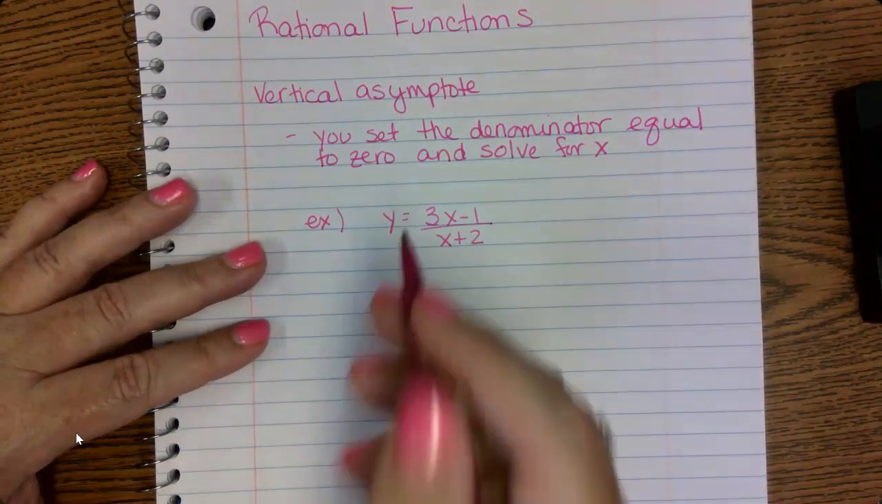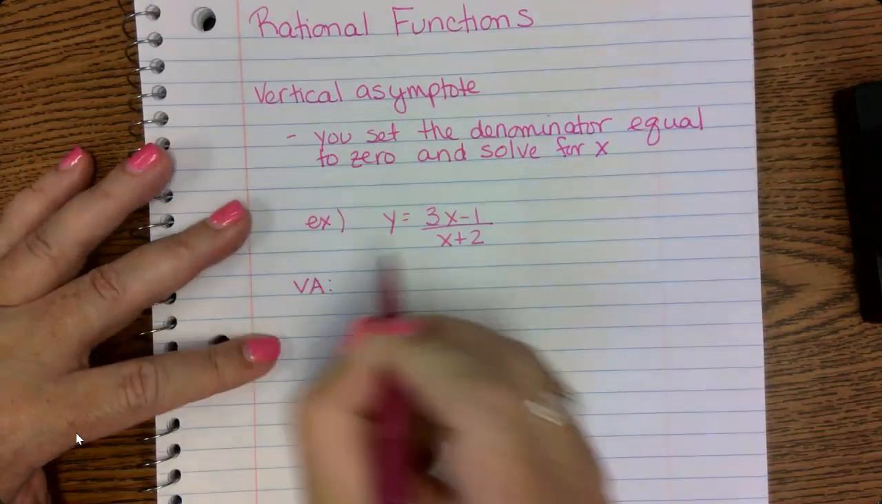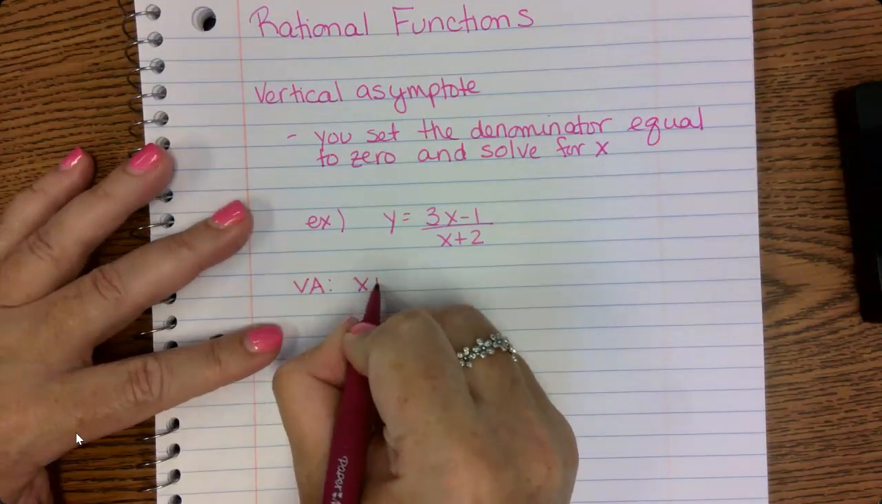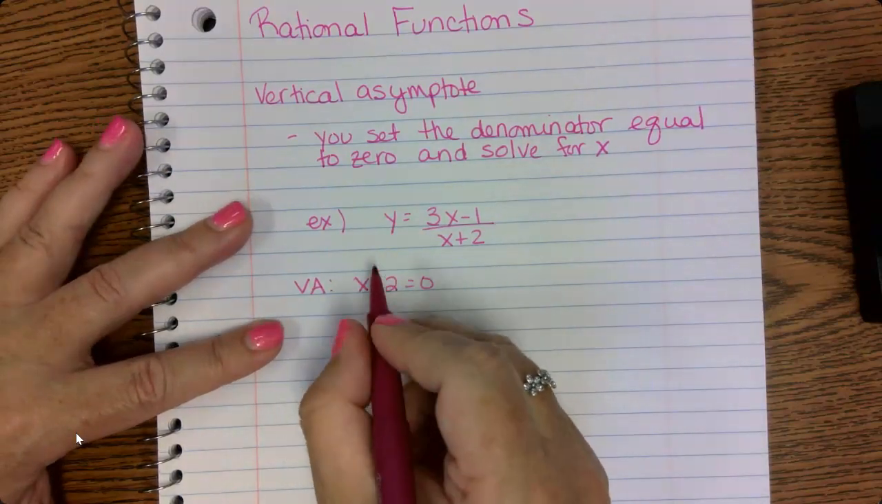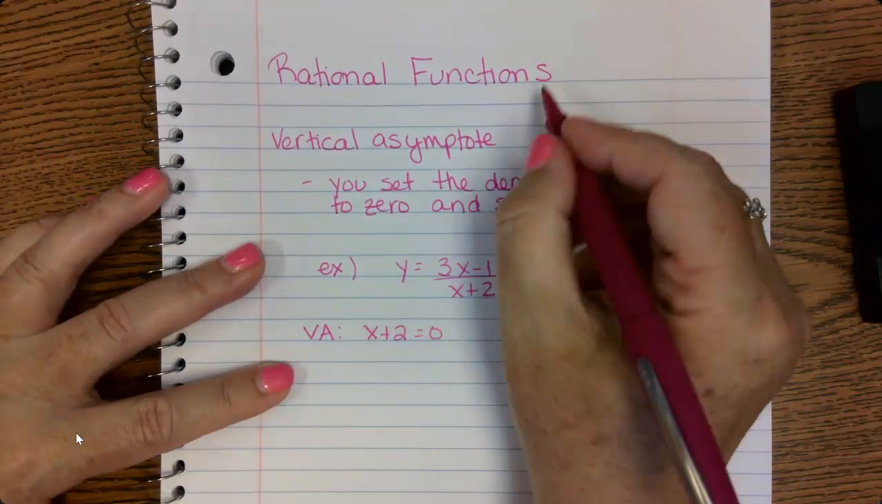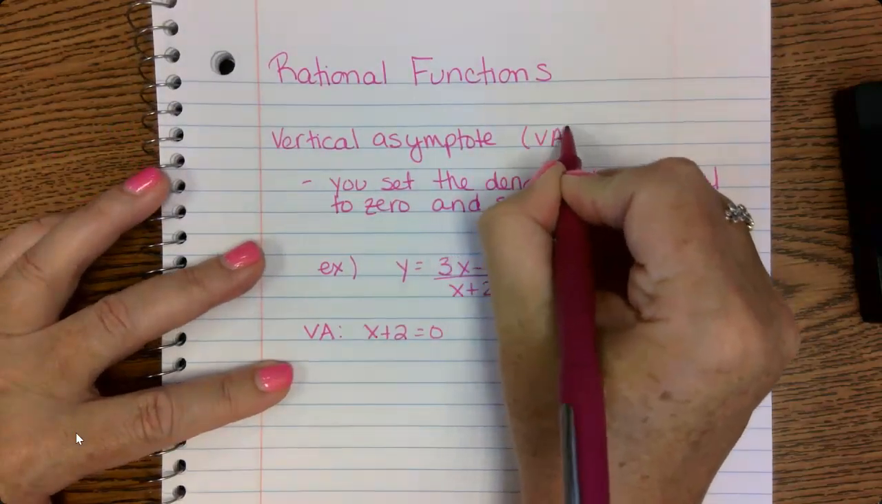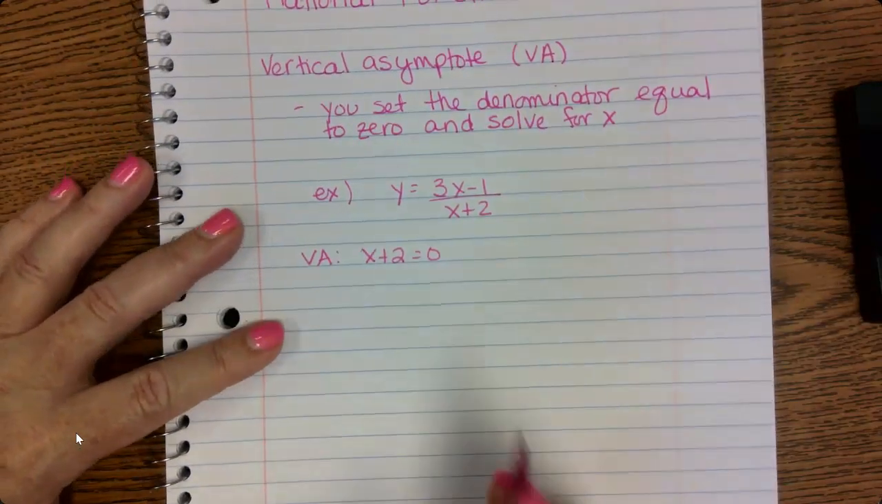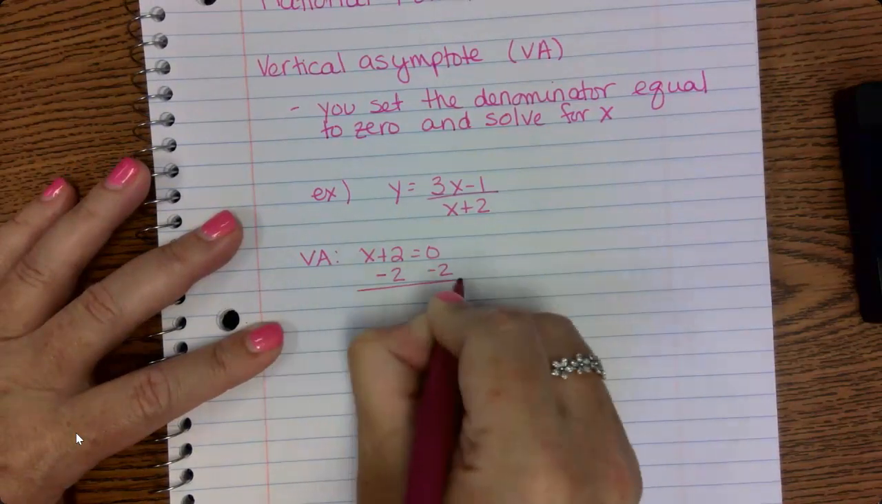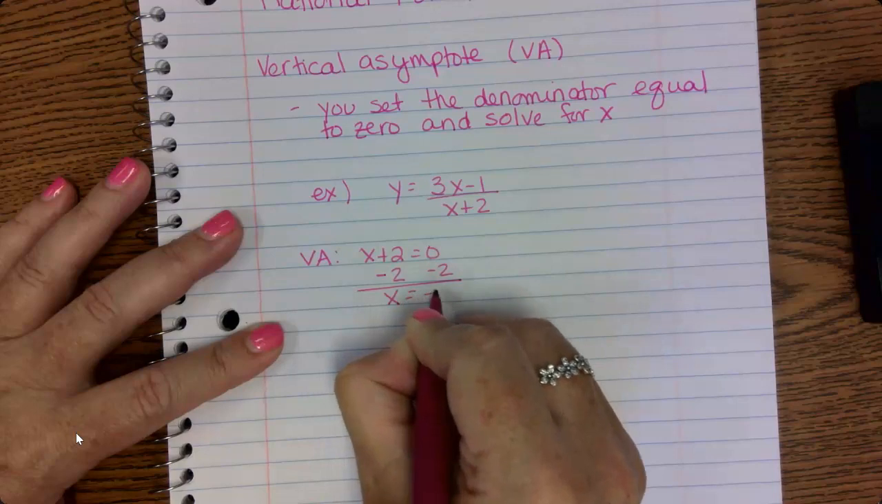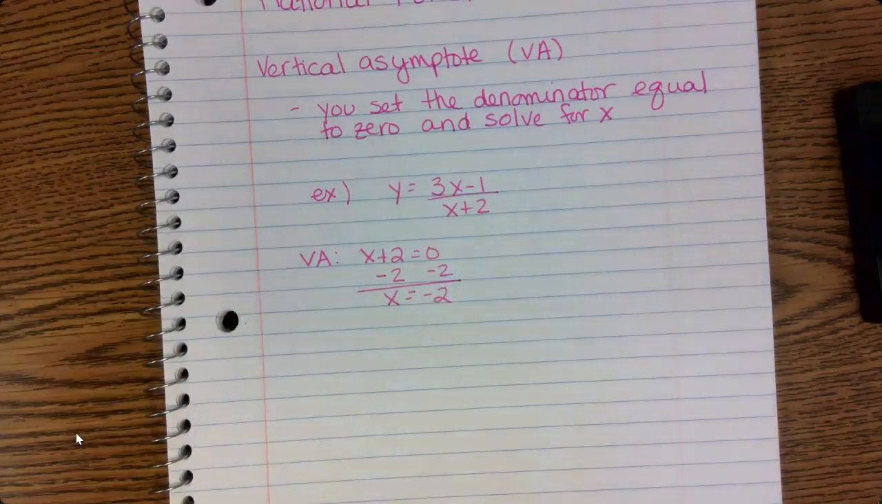So what we would do for our vertical asymptote is take the x plus 2 and set it equal to 0 and solve. By the way, vertical asymptote, I shorthand it as VA. And then solve for x down here. So we're going to subtract 2 from both sides, and we get x equals negative 2. And that is it.